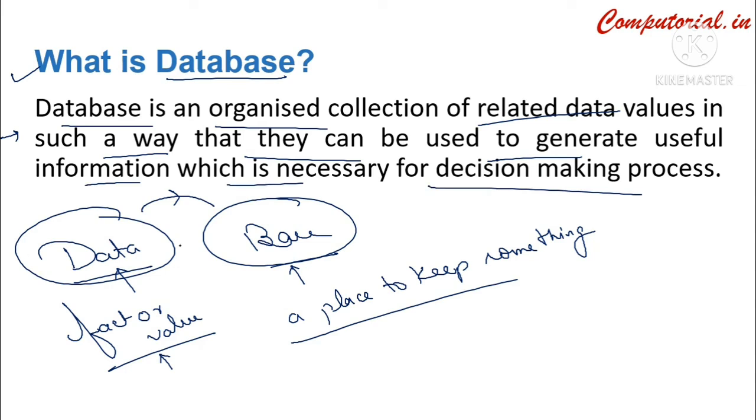Now let's read this paragraph. A database is an organized collection of related data values in such a way that they can be used to generate useful information, which is necessary for the decision-making process. So in easy words, when we collect and use all this data properly, it can help you create information. Further, this information is used for the decision-making process, and the place where we keep data is a database. This database is a warehouse, the place where data is stored.